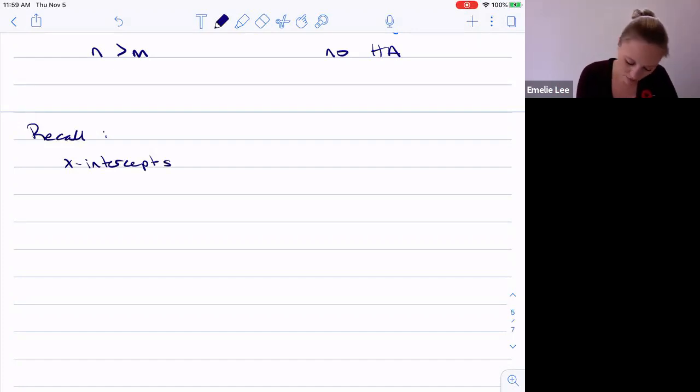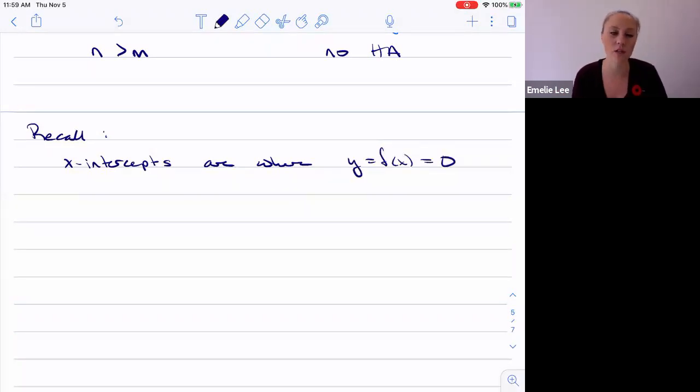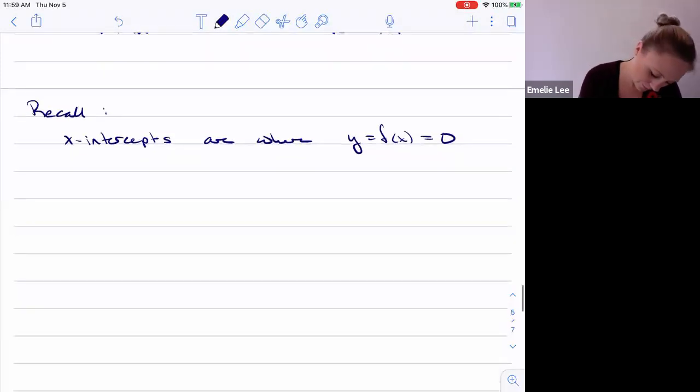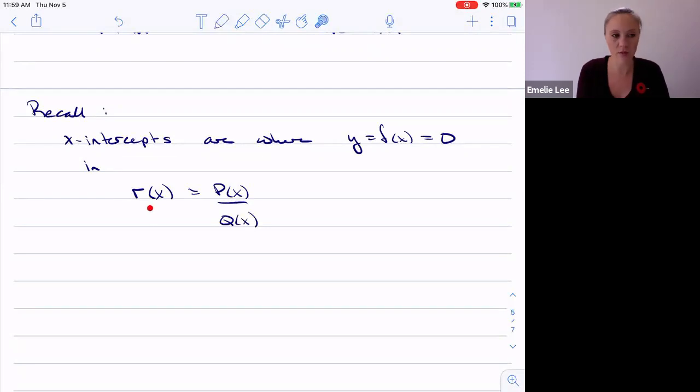So recall, the X-intercepts are where y, which is also f of x, is equal to 0. So where this whole function is equal to 0. In r of x is equal to p of x over q of x, in this rational function where we have p of x over q of x, this can only equal 0 if p of x is equal to 0.